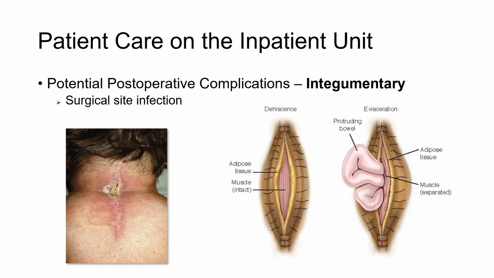Dehiscence is when those two pieces of skin that were sutured or stapled or glued together should be approximated. The word approximated means that those two pieces of skin come nicely together. They start to dehisce and come apart. Evisceration is when something comes out. Usually it's going to be like a bowel will come through. So all of those things are not good.